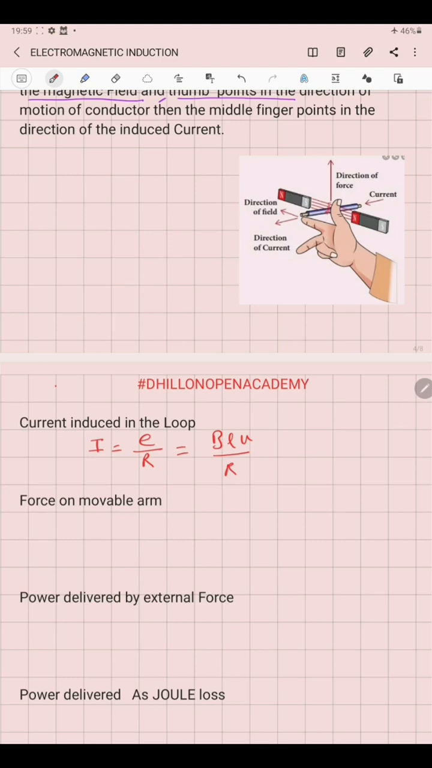Under this induced current, the conductor PQ is moving in a perpendicular magnetic field. That means it will also experience a force, given by ILB sine theta, where theta is 90 degrees here. It will be equal to BLV over R, which is the current, multiplied by length and magnetic field, which equals B square L square V divided by R.